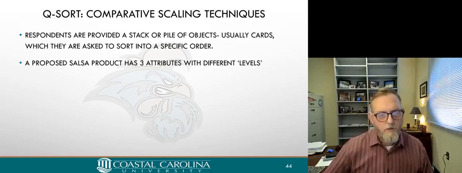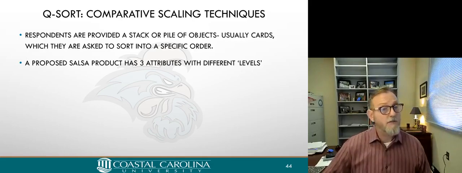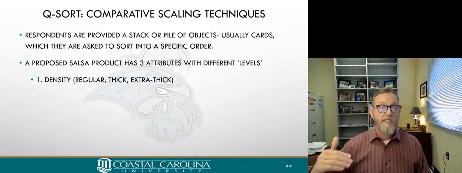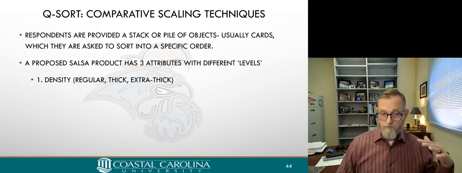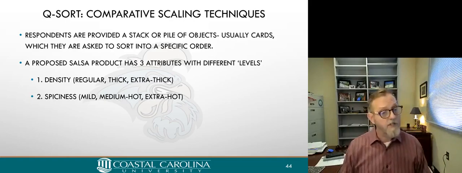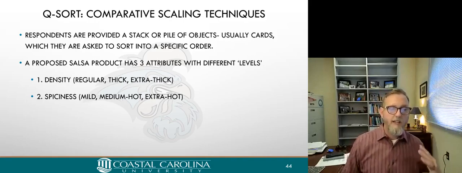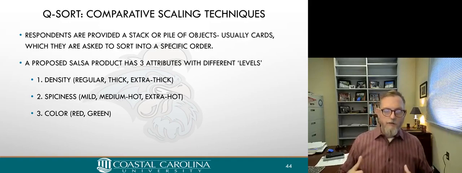So let's do a quick example of a Q-sort with a conjoint analysis application. Let's say we have a salsa product, and there are 3 different attributes, and each has different levels. So one attribute is density. So we have regular, thick, and extra thick salsa. That's one attribute with 3 levels. We have spiciness. We have medium, medium hot, and extra hot. So again, second attribute, 3 levels. And then color. We have red or green.